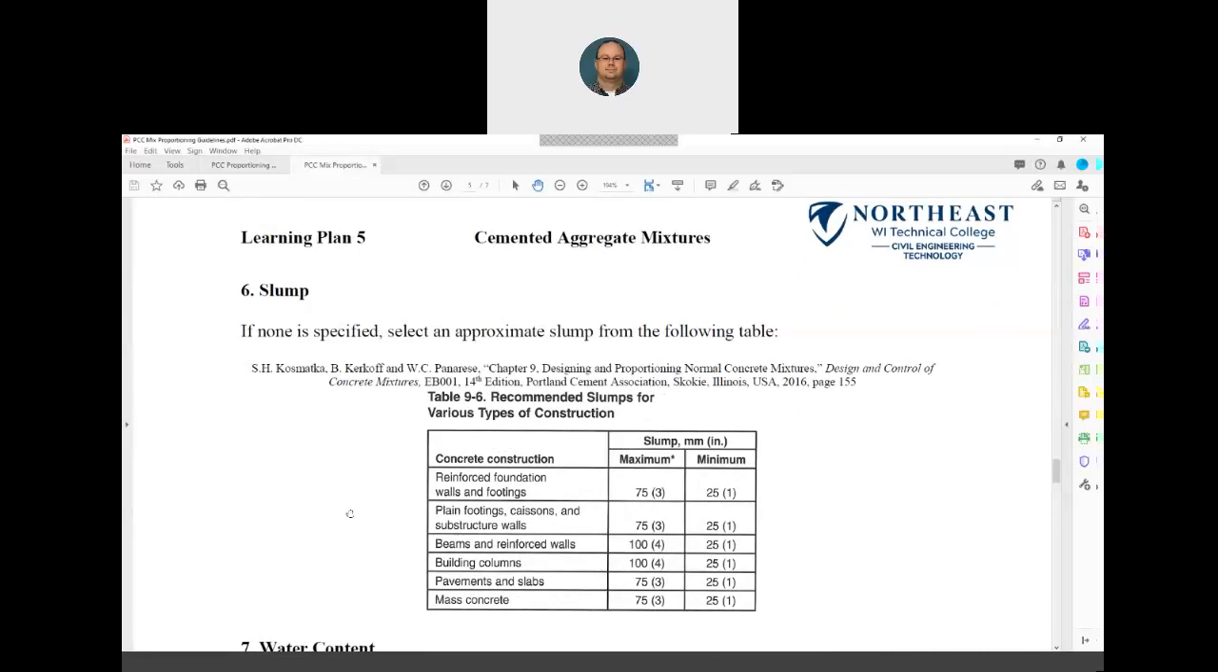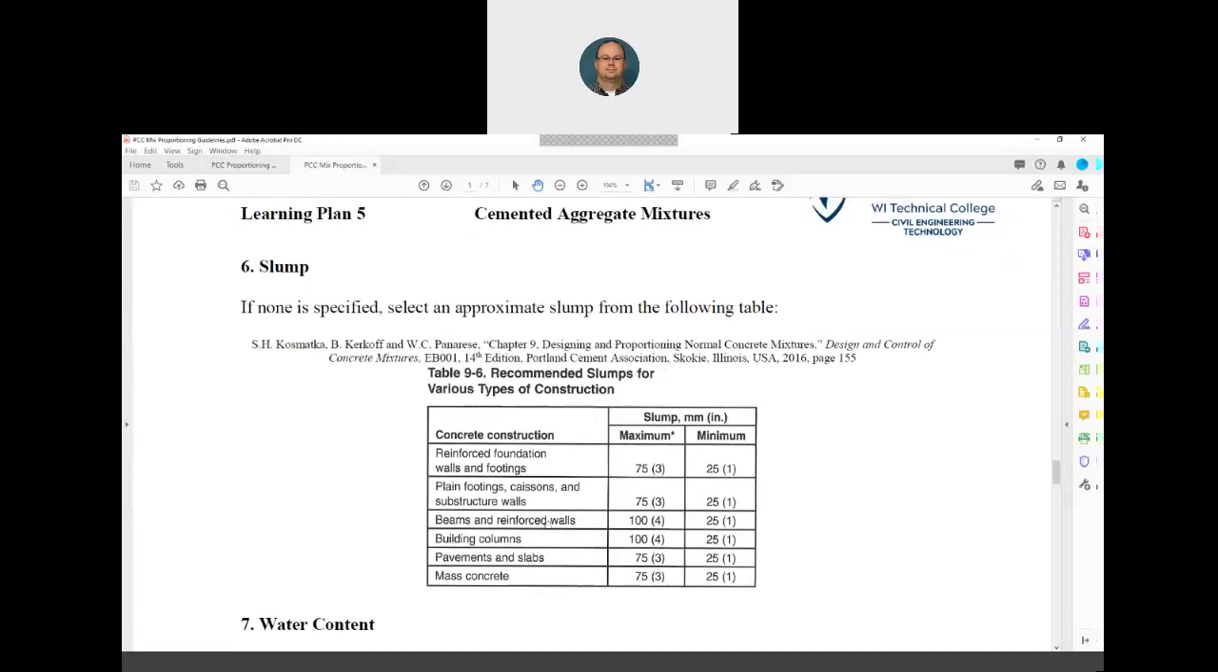Step 6, if none is specified, select an approximate slump from the following table. Okay, so here we have a list of tables here. Mass concrete, it's like a big dam. Maximum slump, minimum slump. Okay, so contractors love to work with concrete that has great consistency and is workable. We do not want a stiff slump because there's a great likelihood that we are going to have honeycombing and consolidation issues. So we want the highest slump possible.